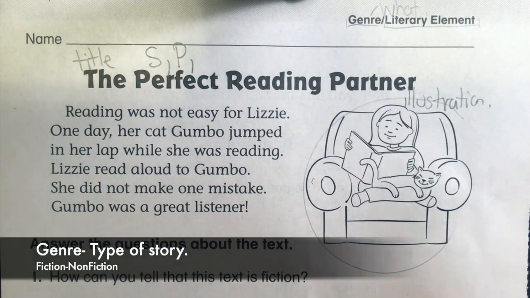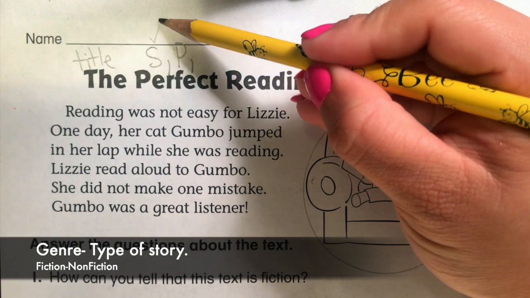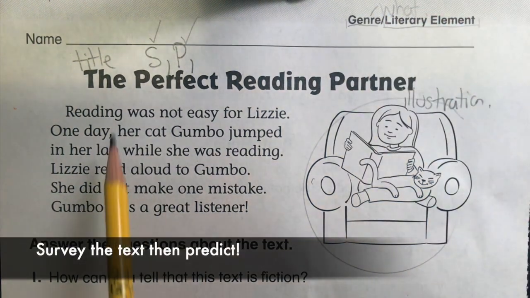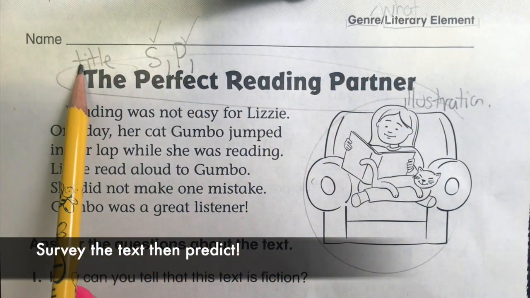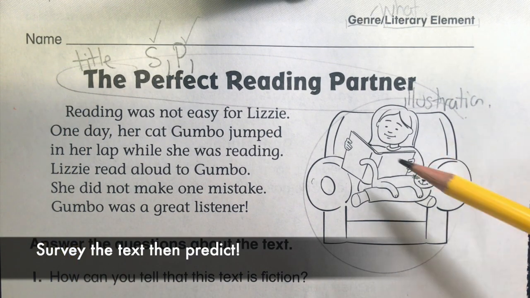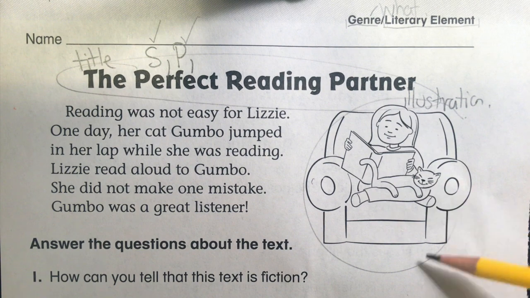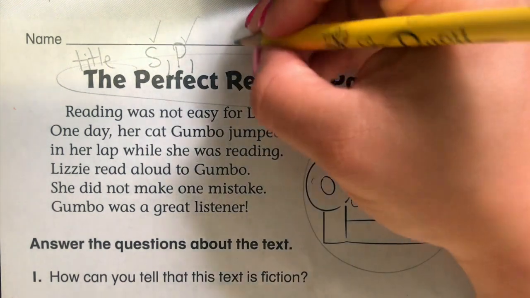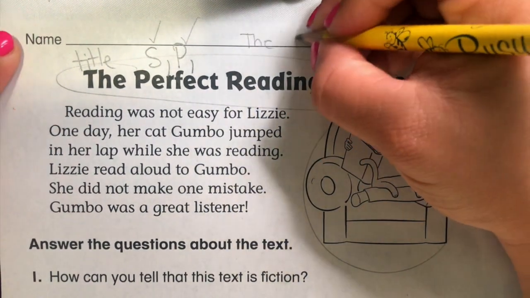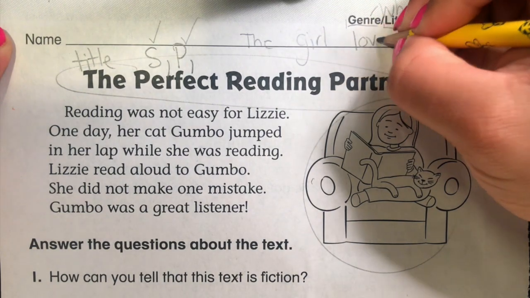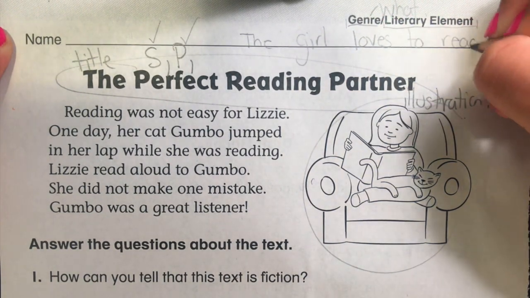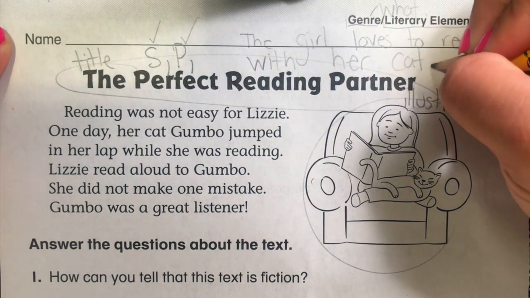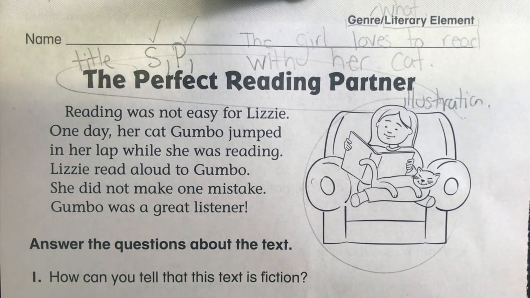So we always survey the text, right? After surveying the text, we write our prediction. So here I see the perfect reading partner. That's the title. And here I see an illustration and I see a girl with a little cat, and they're reading on a couch. So based on that, my prediction is the girl loves to read with her cat. Now we're going to read the story all together.